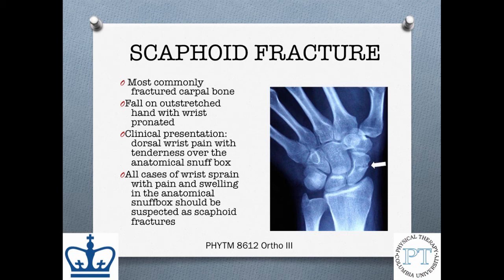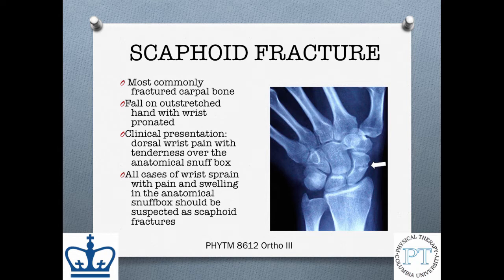This final module will focus on carpal as well as metacarpal and phalangeal fractures. So the scaphoid is the most commonly fractured bone of the hand, and it typically occurs as a patient falls on an outstretched hand which is pronated.